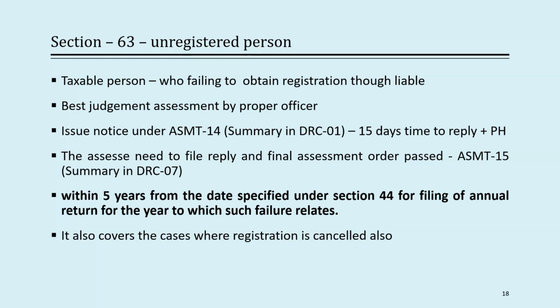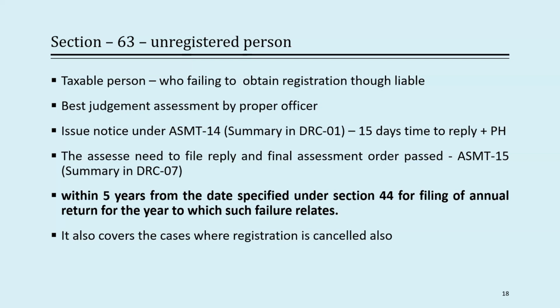If they merely issue a manual notice, it is not proper. They have to upload the summary in DRC 01 in the portal as well. They'll give a time of 15 days to respond, and they also have to give a personal hearing, that is, an opportunity of hearing needs to be given before passing the order. So the assessee needs to file a reply and the final order will be passed in ASMT 15. The order passed under ASMT 15 and a summary of the order in DRC 07 needs to be uploaded in the portal. Against this ASMT 15, if we are aggrieved, that means we are against the decision of the department, then I need to file an appeal before the authority along with the pre-deposit.